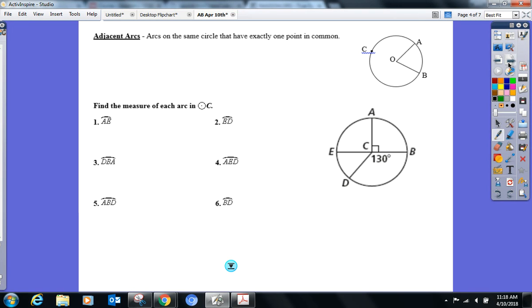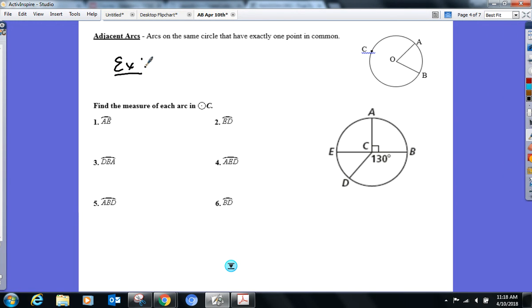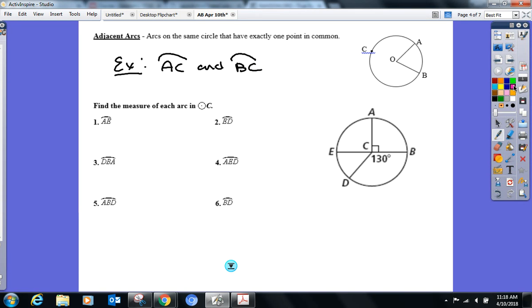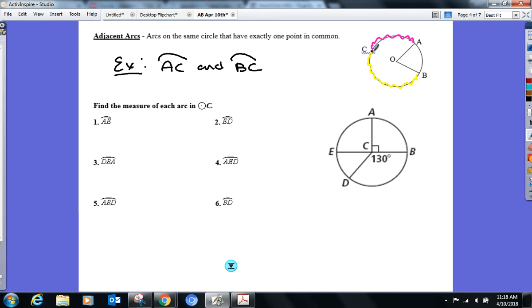Amy, need a number here. Somebody can find me adjacent arcs. 12. Can you name two adjacent arcs up here? Two arcs that share the same point. Okay, so AC and BC. I like it. Here are the two arcs that Emma just described. There's AC, and in yellow, there's BC. Two arcs that share a point.